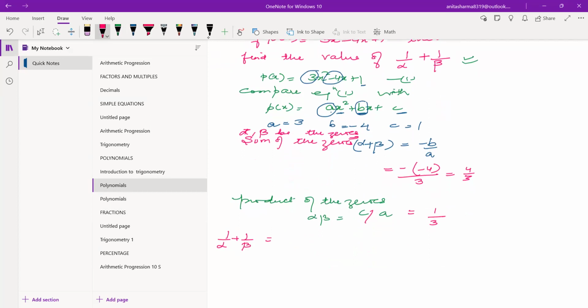If fractions are given, you can take the LCM. Both denominators are different, so you will take alpha beta. Cross multiply: alpha plus beta. So from this, the value of alpha plus beta is 4 by 3, and alpha beta is 1 by 3. The 3 will cancel, so the answer will be 4. Understood, children? Yes, ma'am.